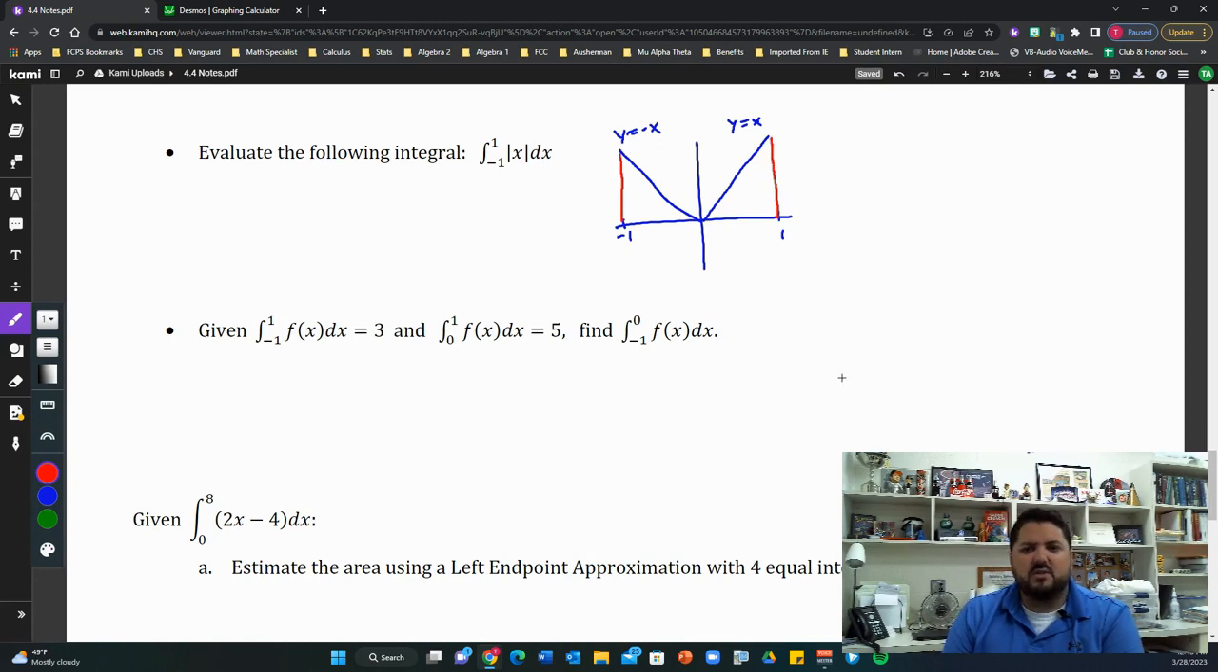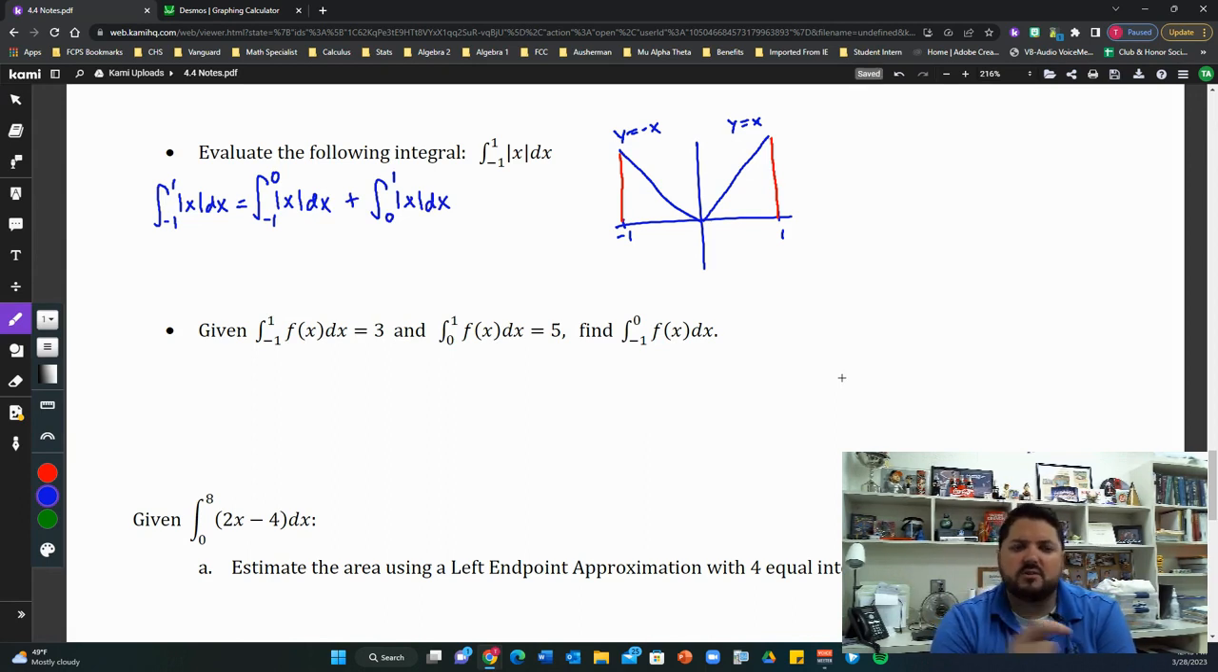So it is essentially just 2 triangles. Because it's kind of naturally broken up into 2 sections, this is a really good place to break this guy up and use that last property. So I'm going to rewrite this as the integral from -1 to 1 of the absolute value of x dx, that's actually equal to the integral from -1 to 0 of absolute value of x dx plus the integral from 0 to 1 of absolute value of x dx. So that part is not absolutely necessary. We don't have to actually write all that out, but that's essentially the math that we're going to do.